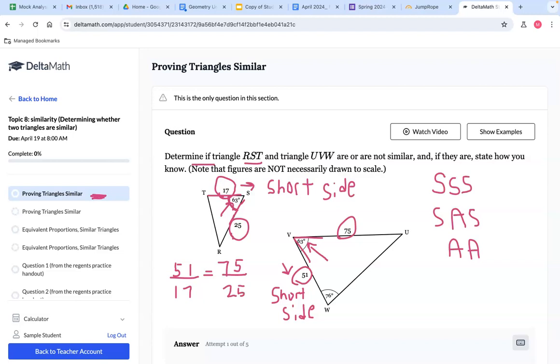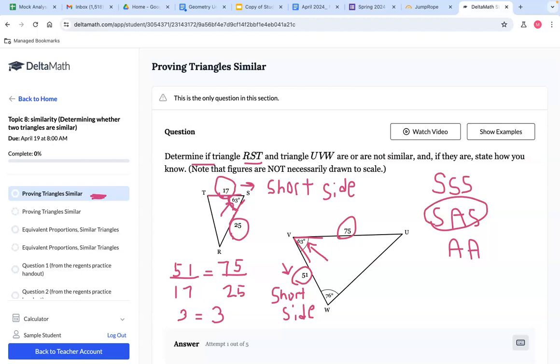So let's literally divide or cross multiply, it doesn't matter. We're going to do just that. 51 divided by 17 is 3, and 75 divided by 25 is also 3. So this works. And since they have the same angle in between both of those sides, these two triangles are similar by side angle side.